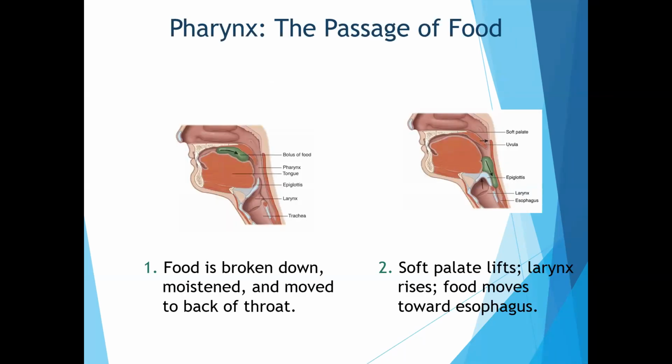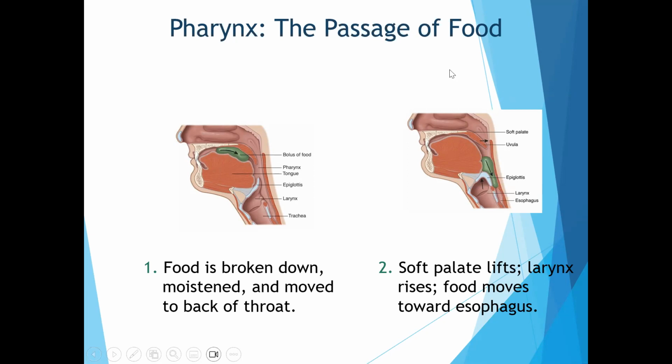Okay, the pharynx is the initial portion of the throat, the back part of the mouth there. Food is initially broken down, moistened, and moved to the back of the throat. So our teeth, our tongue, and the saliva break down and moisten the food, and then our soft palate helps us move it to the back of the throat. The soft palate then lifts, the larynx rises. The larynx is our voice box, and our food then moves to the esophagus.